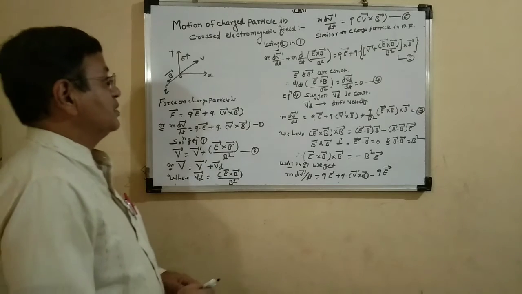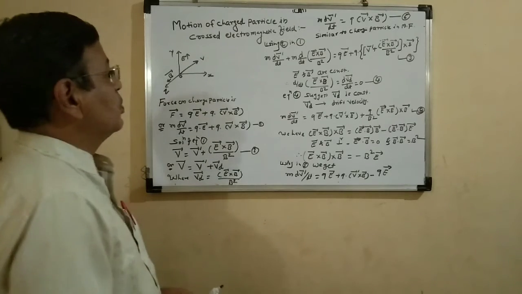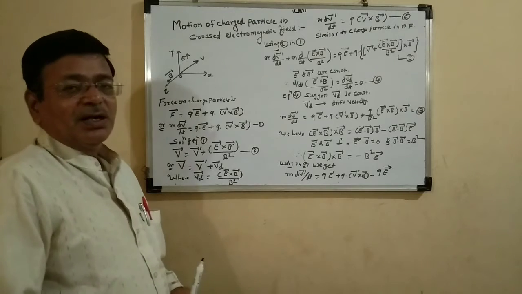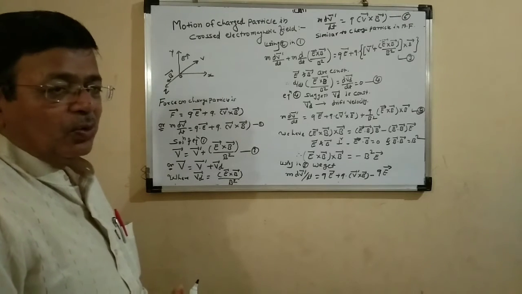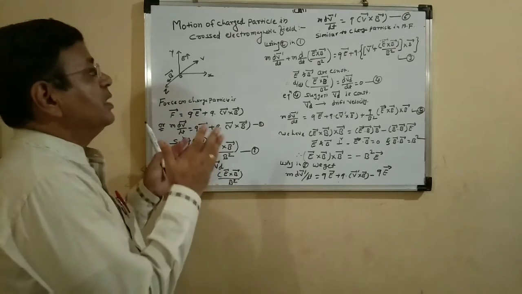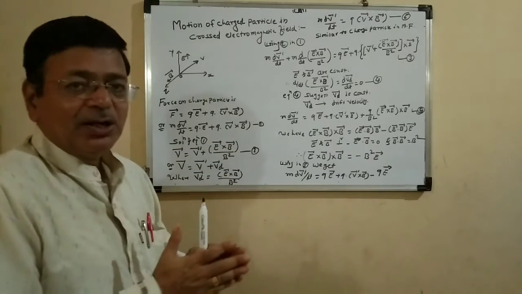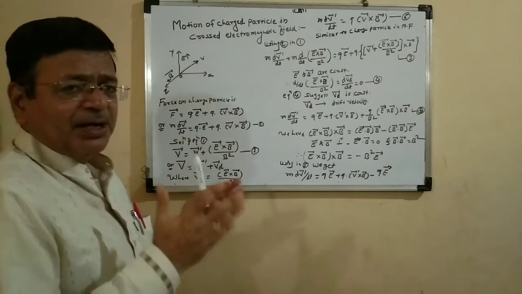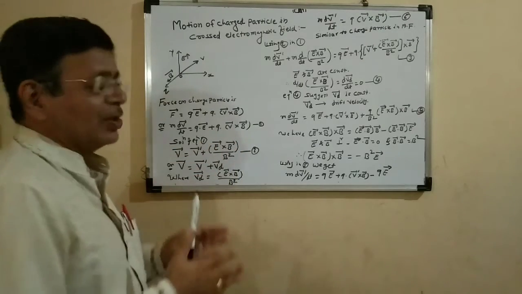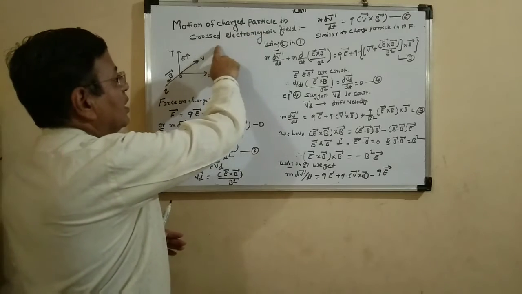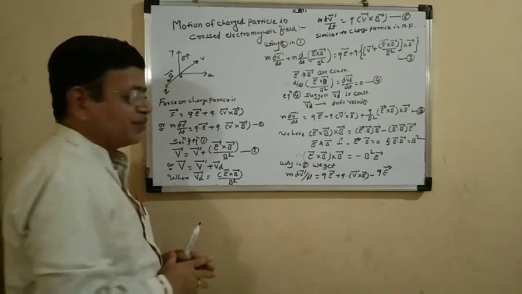In the last discussion, we already discussed the motion of a charged particle under the influence of an electric field and a magnetic field. Now we have applied the electric field and magnetic field simultaneously, and the directions of the electric field and magnetic field are perpendicular to each other. Therefore, we call this the motion of a charged particle in crossed electromagnetic fields.